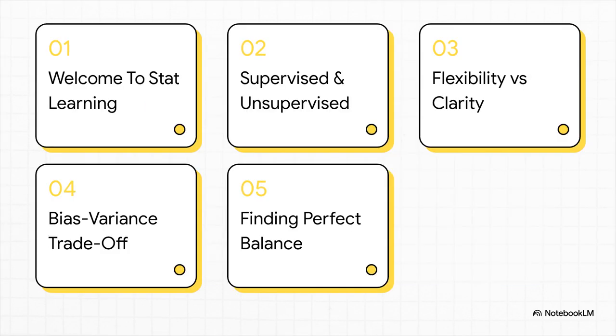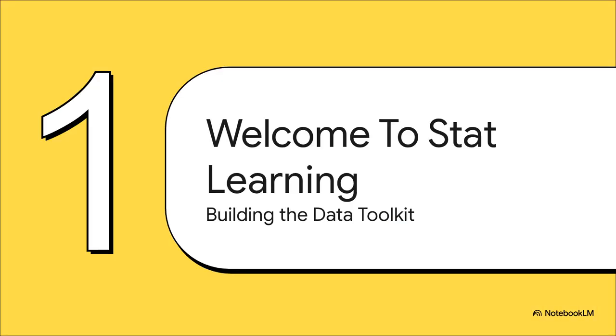So here's our roadmap for today. First, welcome to statistical learning. Then we'll compare supervised versus unsupervised learning. Third, we'll look at flexibility versus interpretability. Fourth, we're tackling the famous bias-variance trade-off. And finally, number 5, finding the perfect balance. Let's get to it.